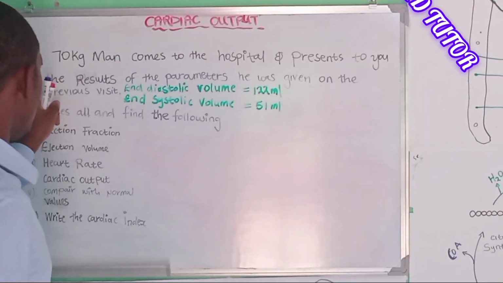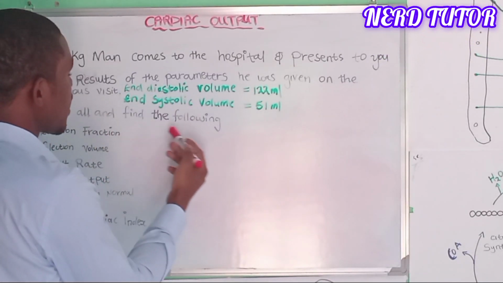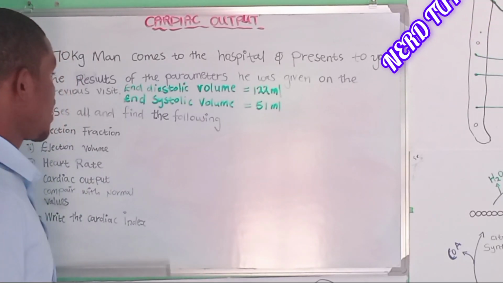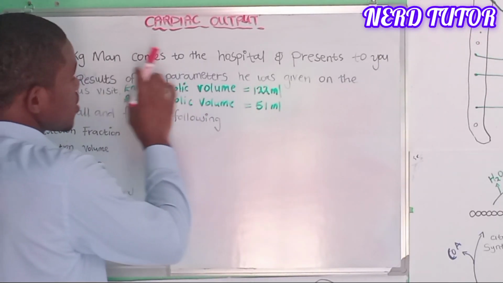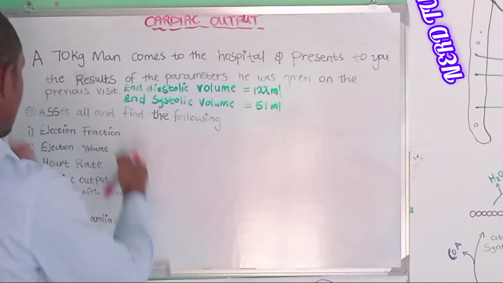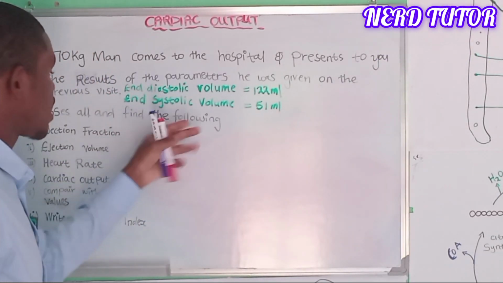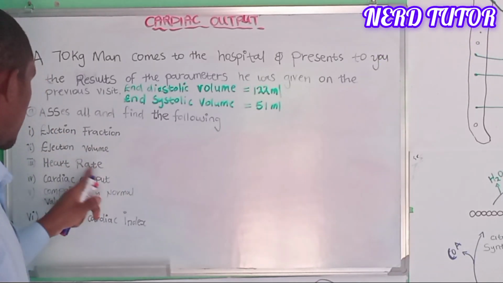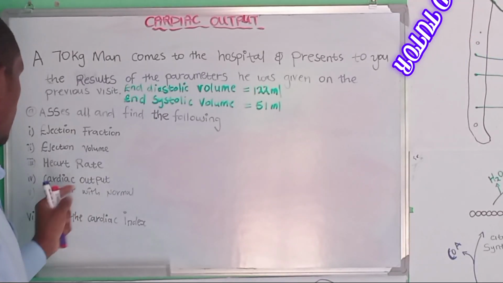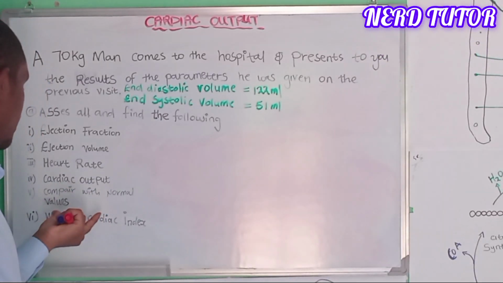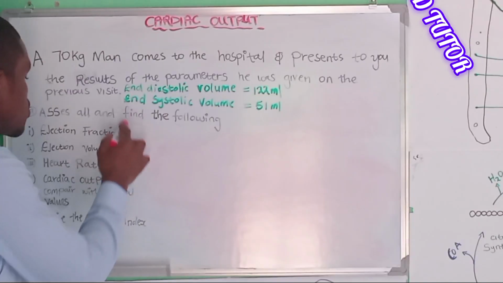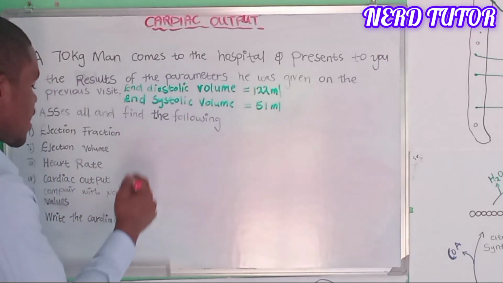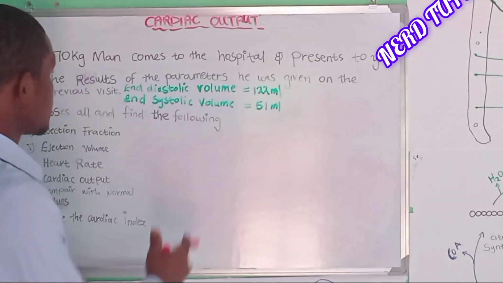The question says to assess all and find the following. This person is coming to you as a patient, but you are the doctor, and he wants you to tell him what these results are. So what are we finding? 1, ejection fraction. 2, ejection volume. 3, heart rate. 4, cardiac output. 5, compare with the normal values. He is asking you to compare what you have found to the normal values. The last question is to write the cardiac index. So these are the questions that we have here.